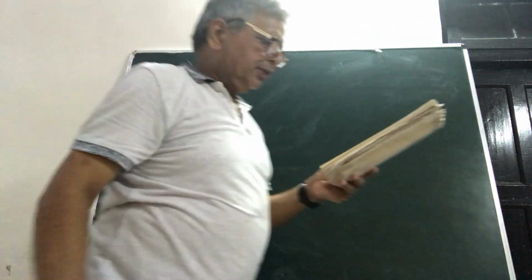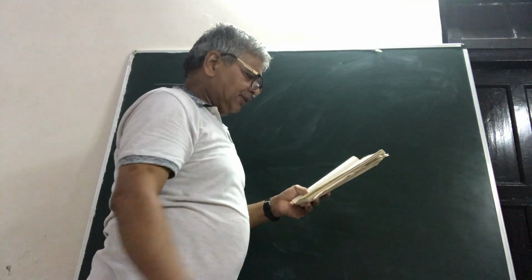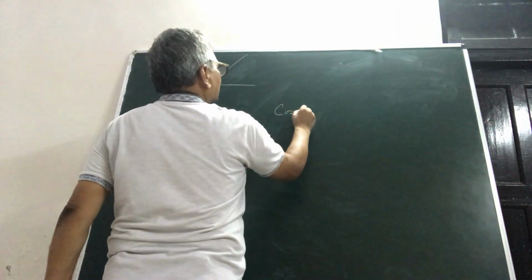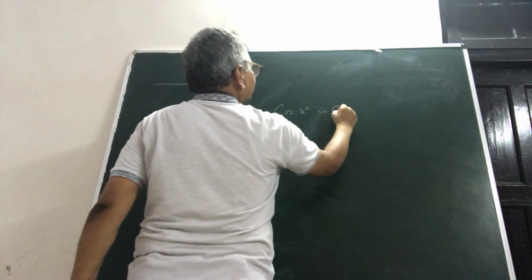Now with questions 31 to 33, they are very simple. What you have to show, take any one of them. Let me take the first, 31st. cos x square is a continuous function. You have to show that cos x square is a continuous function.